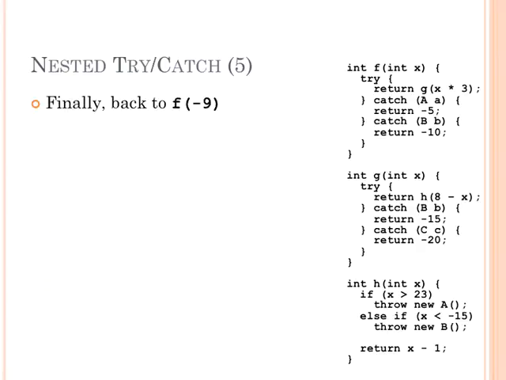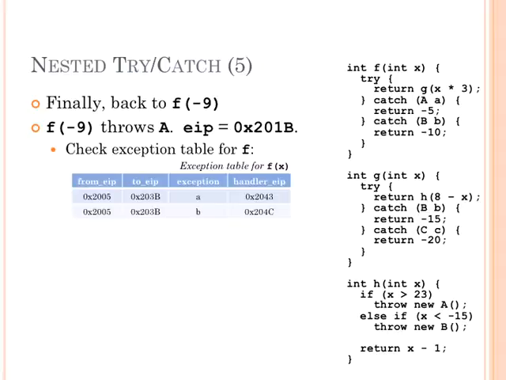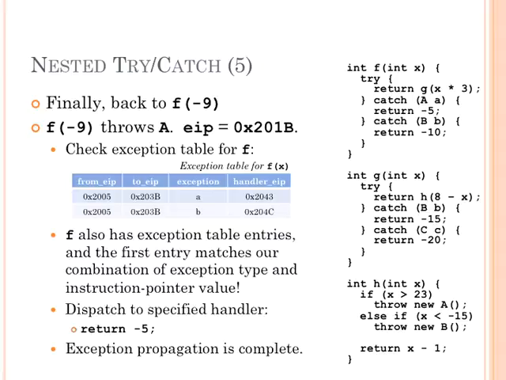Then we finally end up back in f of minus 9. Again, we think of it as the exception propagating out of G, so that is where the exception came from, and the EIP is as specified here. We check the exception table for F and we say, aha, now we have a matching line, because that first line says try, and we're inside the try. It says if A is thrown, and A was thrown, go to that handler. So we dispatch to that appropriate handler. Notice it says to return minus 5. And we're done. We've handled the exception.